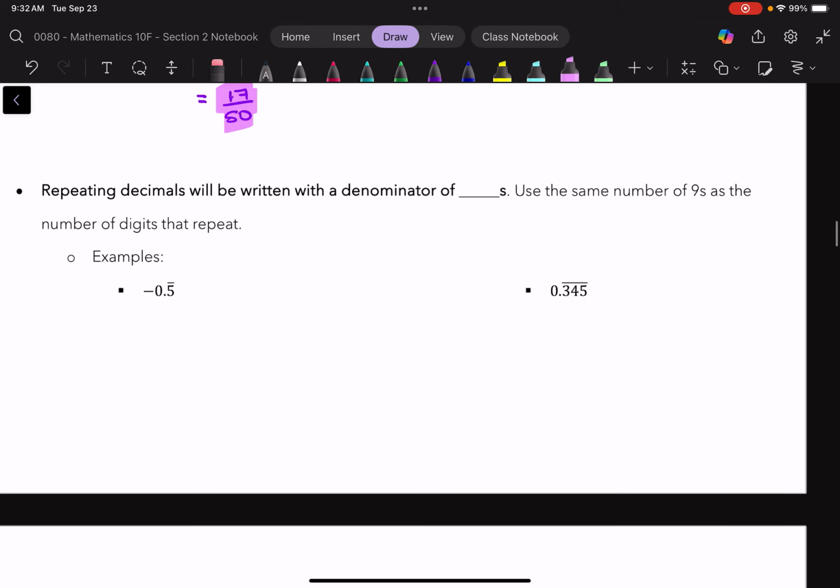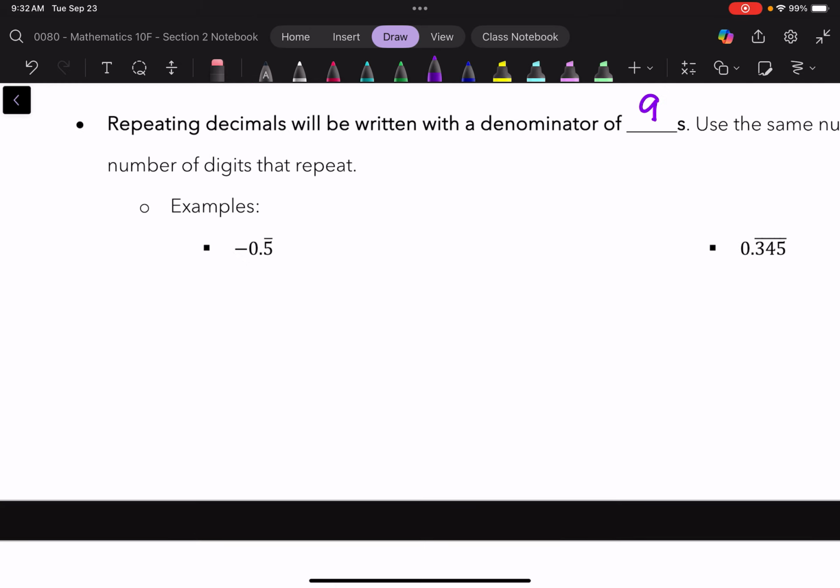Next, repeating decimals. Repeating decimals can be written with a denominator made up entirely of 9s. And again, we're working backwards with the strategy, so that means the number of digits that repeat will be the number of 9s in my denominator. The numerator will tell me what that decimal value is. So here I have negative 0.5 repeating. Remember that negative doesn't impact my final answer other than the fact that if it was a negative decimal, it's going to be a negative fraction.